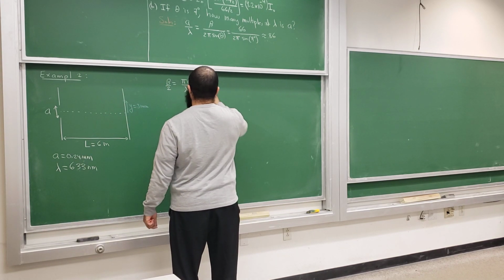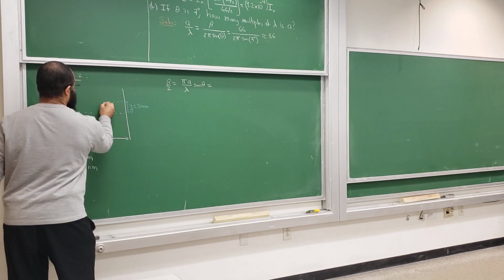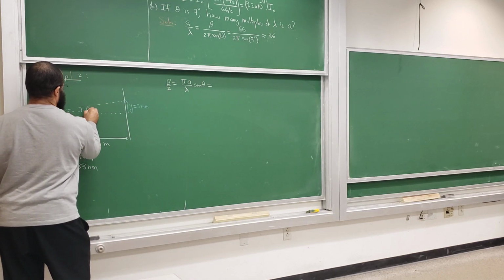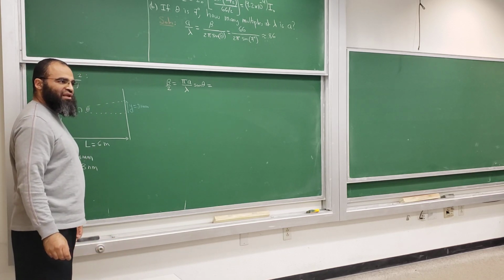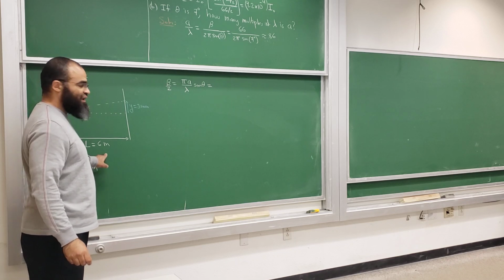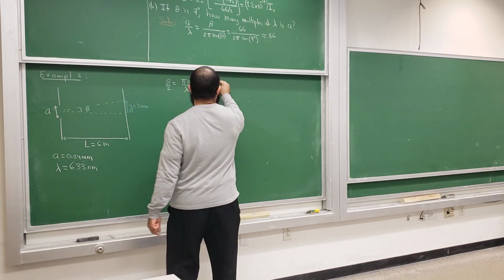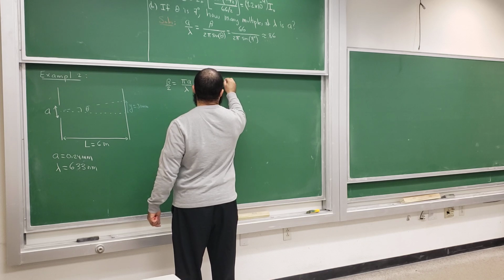And then the angle is small, right? All of our angles are small. Here's theta. The angle is small, so sine theta is almost equal to tangent theta, and tangent theta is y divided by L. So we write this as pi a over lambda and then y over L.